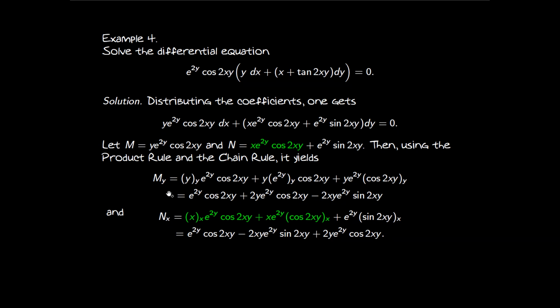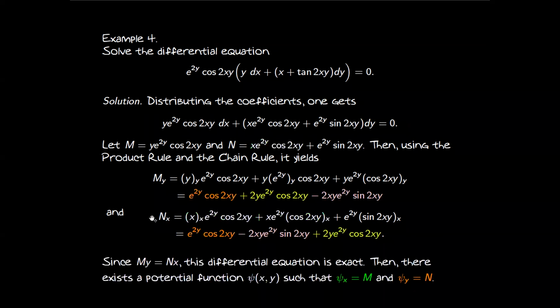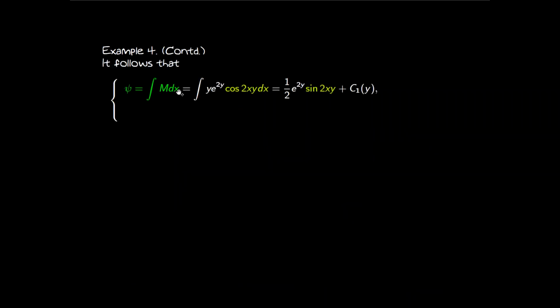Now, if you compare these two partial derivatives, you will say they are identical, right? So therefore, this equation is exact, and we have a potential function which will satisfy these two conditions so that we can integrate M and N with respect to x and y. So in particular, for the first case, we're going to integrate this function with respect to x. And we just need to do a very straightforward substitution, and then you can get the antiderivative of this.